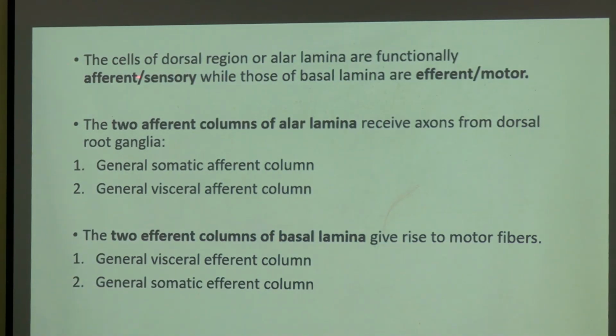The cells of the dorsal region, or alar lamina, are functionally afferent or sensory in nature, while those in the basal lamina are efferent or motor in nature. These are the 4 columns we can see in the development of the spinal cord. Any doubts?